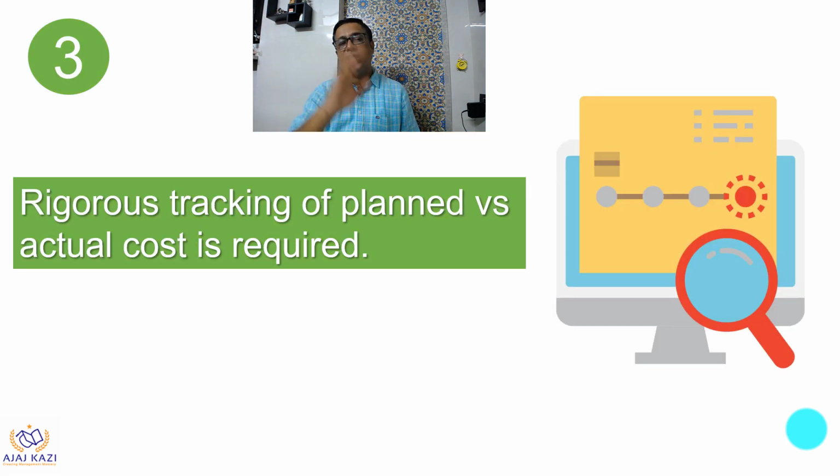The third important aspect is rigorous tracking of planned versus actual cost. This is very important. This has to be done regularly, so you know which are the spots where you are going wrong and you can take action, and where you are going the right way, and you continue to do the right thing. So the tracking and monitoring of planned versus actual cost is very important, without which you will land up in some big hole. So these are the 3 important ways of reducing project management cost.